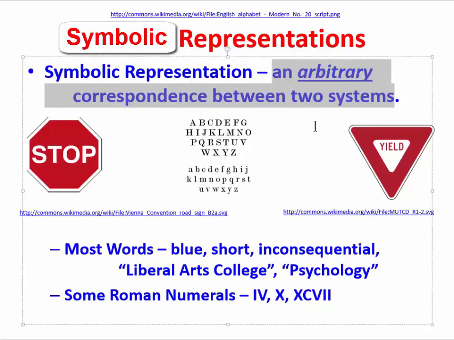We can define these as representations that have an arbitrary correspondence between two systems. Note here that the emphasis is on the word arbitrary, as opposed to physical resemblance, which is what we saw in the preceding slide. So let's take some examples.